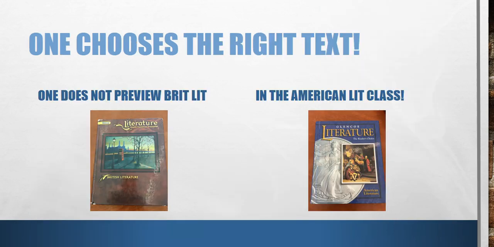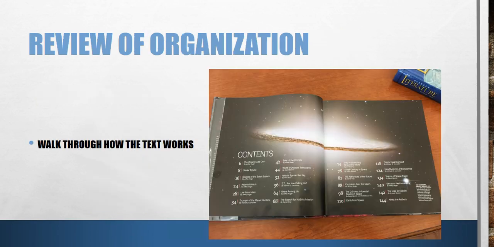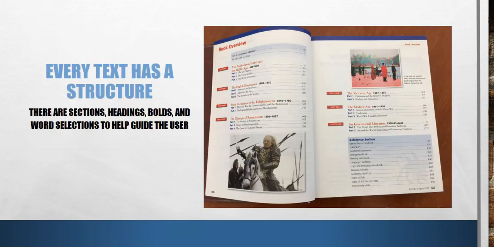If you're teaching your class how to walk through your textbook, make sure you choose the right textbook. Use the one that you will actually be using in class. So you do not want to preview British literature in your American literature class because the table of contents are different. You can walk through how the text works. In our space book, it's a simple listing of topics. Walking through the British literature text shows you that it's arranged chronologically, has headings and subheadings, and even has a reference section to help you.